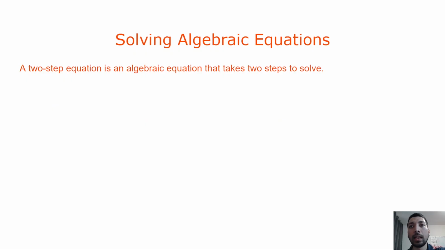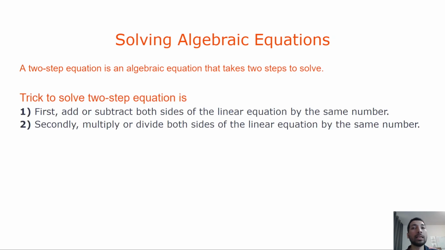So, let's start. A two-step equation is an algebraic equation that takes two steps to solve. Usually over here, we'll have a combination of addition, subtraction, multiplication, and division. So the trick here is first, we'll try to add or subtract the same number. And the second step is to use division or multiplication by the same number. With these two steps, we can get the variable isolated. Now let's see some practice examples over here.